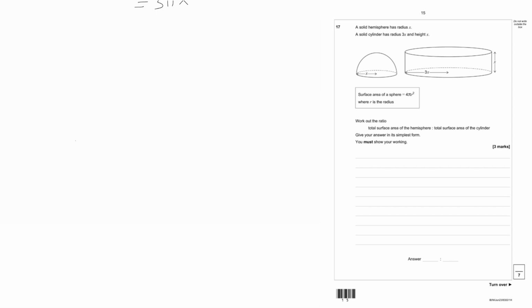Now, moving on, we want the surface area of a cylinder. Let's just consider the cylinder for a second. So, this is our cylinder. If we think about it, there are 3 surfaces here, and it has a radius of 3x and a height of x. If we break this down, we've got a circle with a radius of 3x.